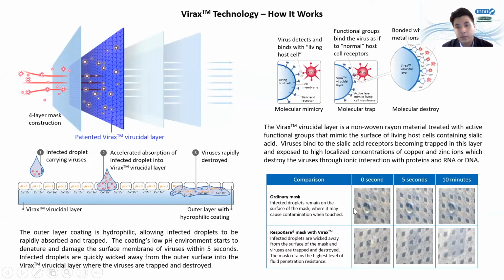When you compare with an ordinary mask, which usually has a hydrophobic layer, the fluid particle will tend to stay on the surface. Whereas for our mask, it gets wicked and absorbed in by the first layer, goes into the second layer, and the virus then gets killed off.